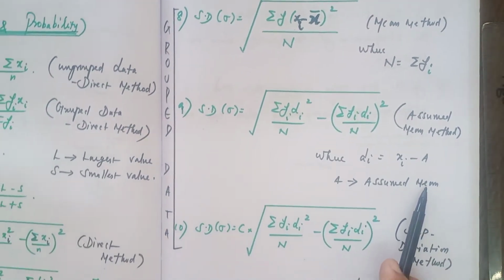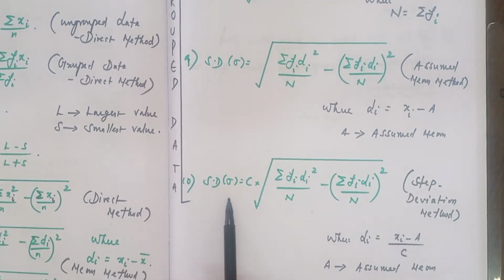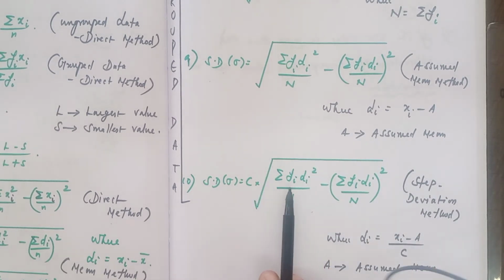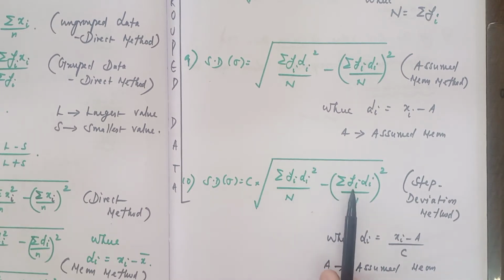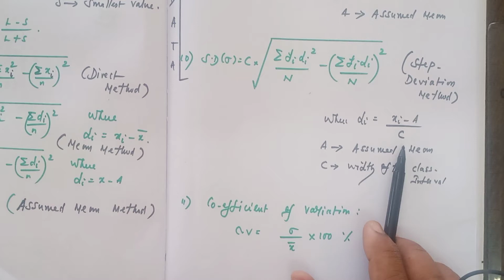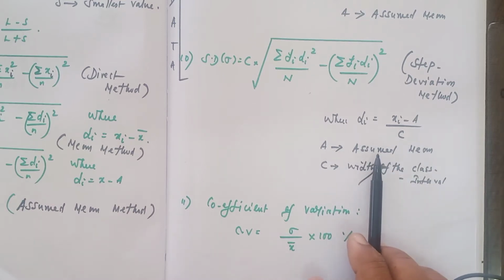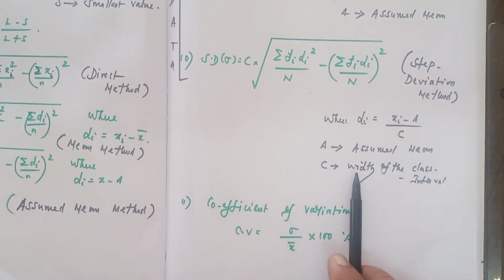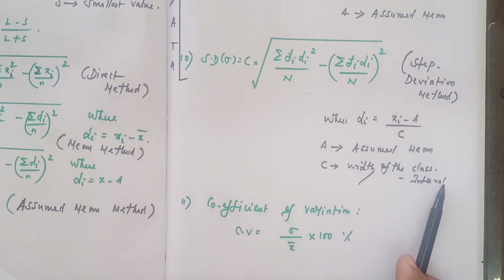And the next one, standard deviation, sigma, that is equal to c into square root of sigma fi di squared by n minus sigma fi di by capital N the whole square. This is called step deviation method, where di, that is equal to xi minus a by c. A represents assumed mean and c represents width of the class interval.